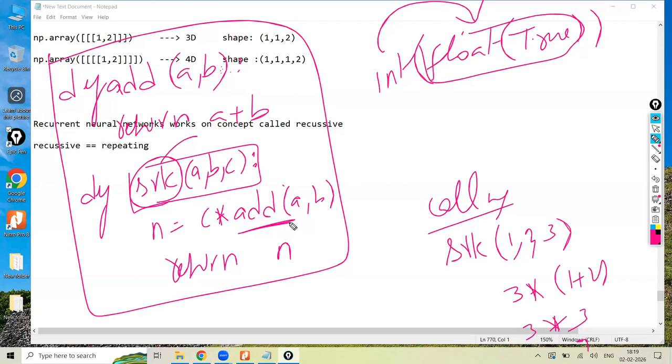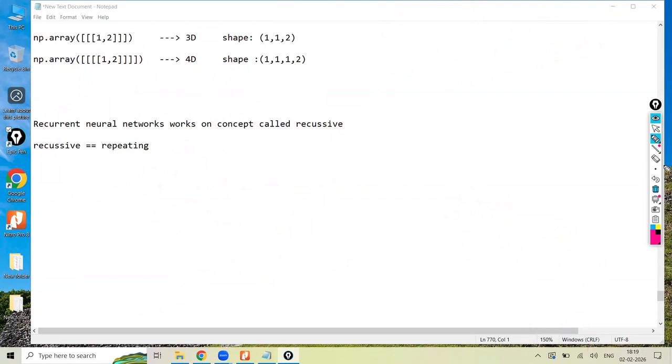What is the specialty of the recursive function? The function you have created, that same function you will use inside also. When you are using the same function inside, then it is called a recursive function. The function name, whatever you have created, if you are using the same function internally, it is called recursive. That is the difference between a normal function and a recursive function.